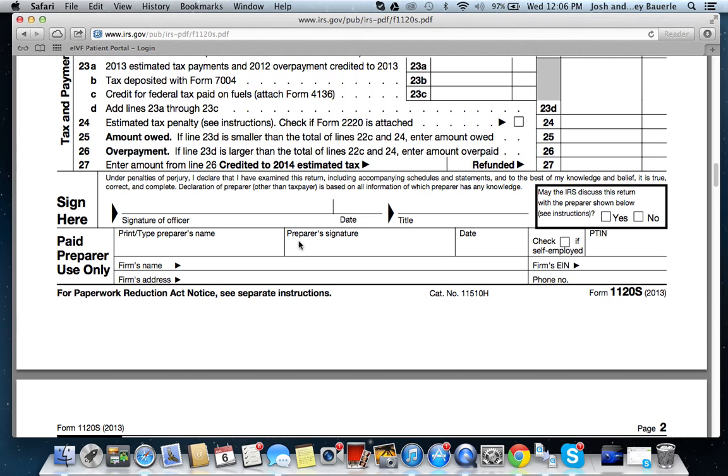Go down to the bottom here. You want the signature of the officer, which is you, the date, and the title, so president, owner, CEO, founder, whatever you call yourself. May the IRS discuss this return with the preparer shown below.